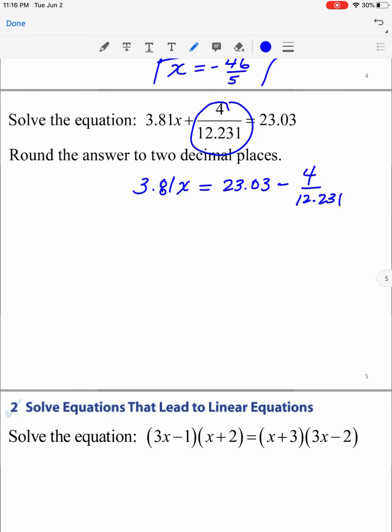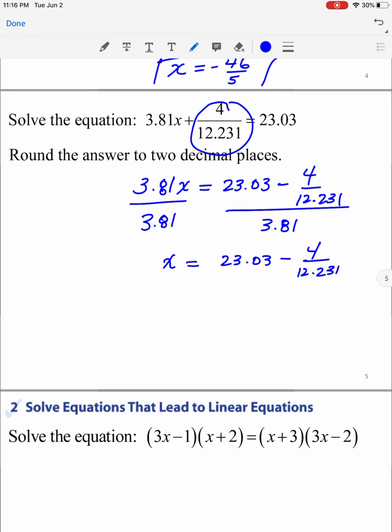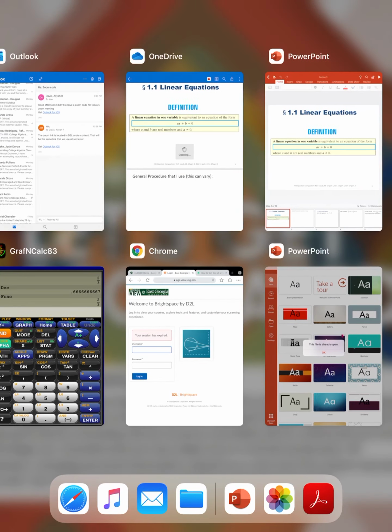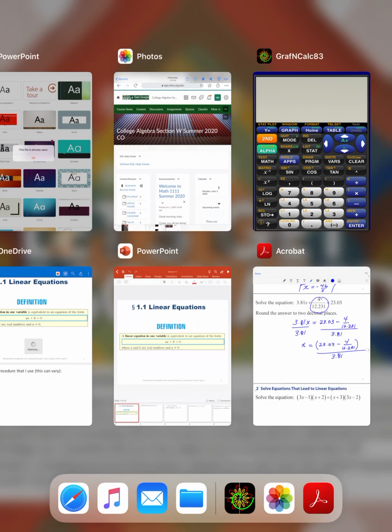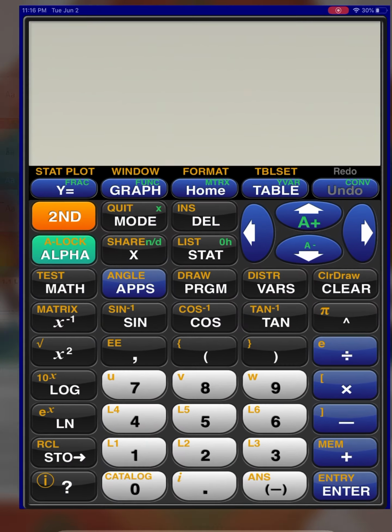And then I have to get this variable by itself. So I'm going to divide all of that by 3.81 so I can get my variable by itself. And this is a good opportunity for some calculator example, bringing in the app that can represent a TI-83 or 84. All right, so we're going to bring in that app. And we're going to clear this out. We have 23.03.